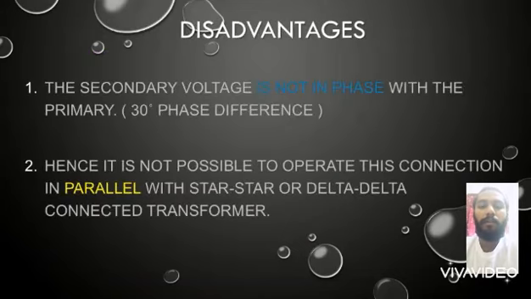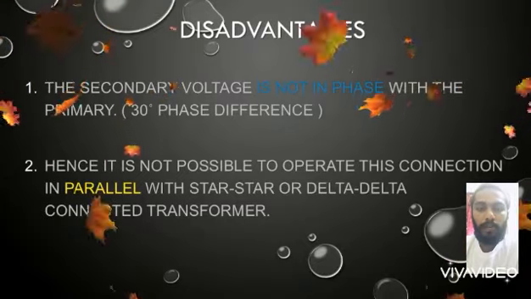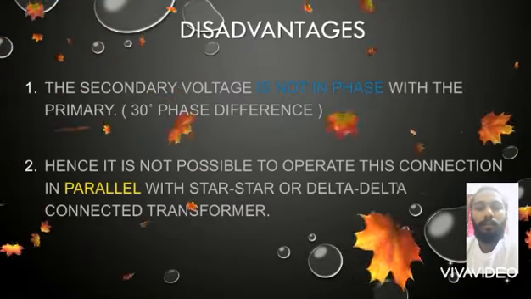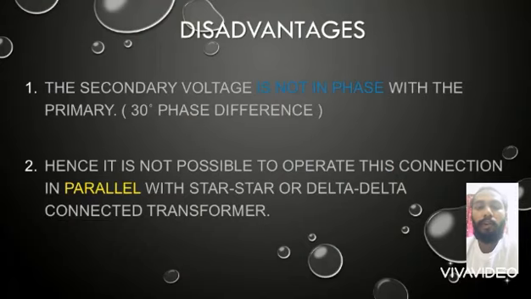The last slide for today is about the disadvantages of Y-delta conversion. Number one, the secondary voltage is not in phase with the primary, with a 30 degree phase difference. The second is, hence it is not possible to operate this connection in parallel with star or Y or delta connected transformers.